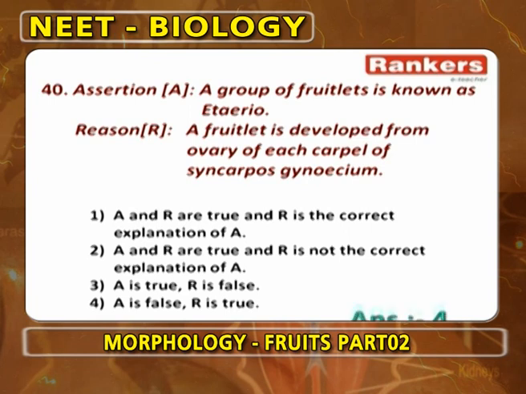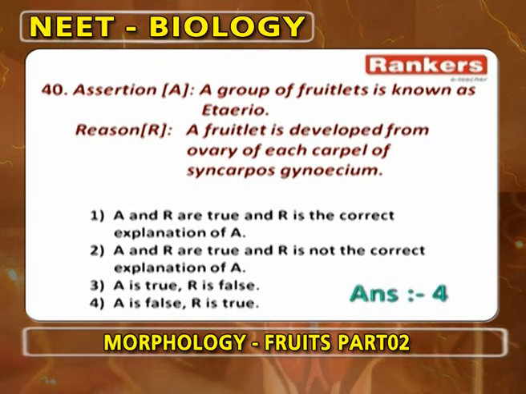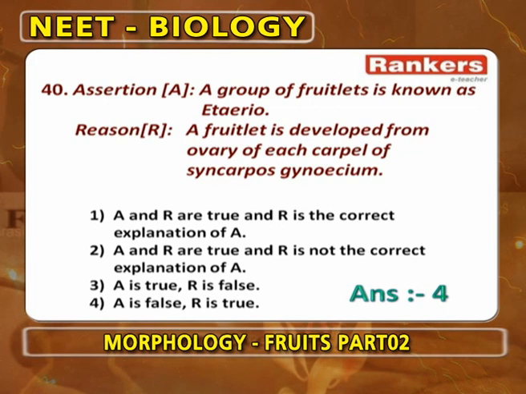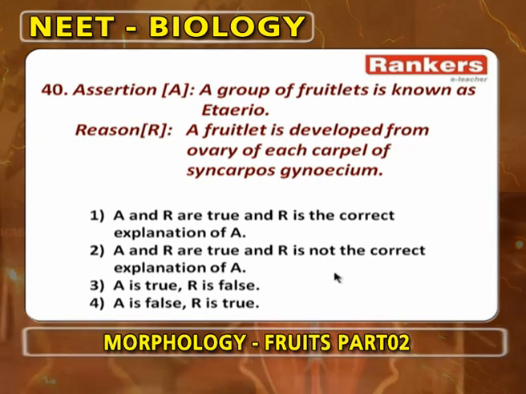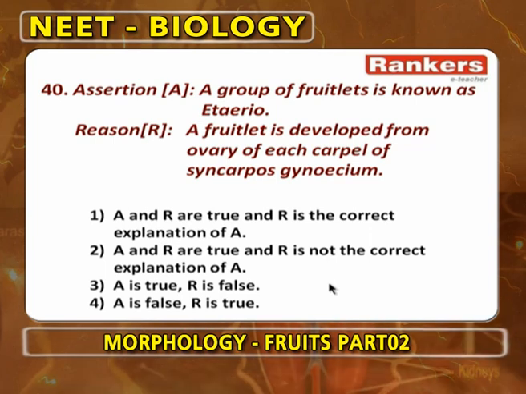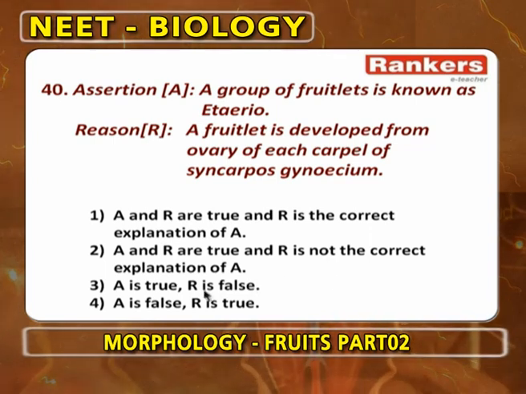A group of fruitlets is known as etaerio. A fruitlet is developed from the ovary of each carpel of syncarpous gynoecium. Syncarpous is wrong. For this, answer is 3, not 4. A group of fruitlets known as etaerio is correct. The fruitlet developed from the ovary of each carpel of syncarpous gynoecium is wrong. It is not syncarpous, it is apocarpous. So, answer is 3. A is true, R is false.